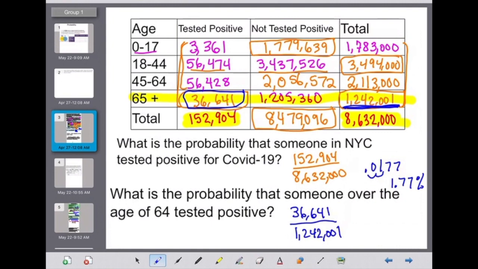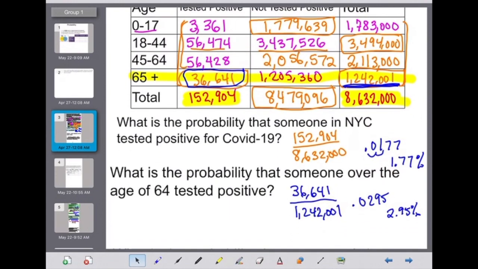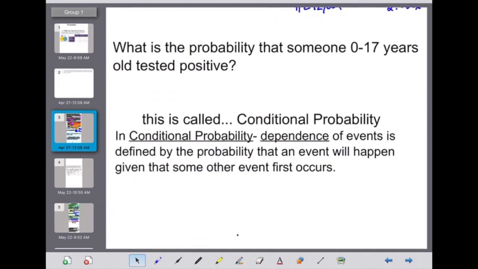Then 36,641 divided by 1,242,001. Now, when I divide it, I get 0.0295, which is approximately 2.95%, telling me that in that age group, there's a much higher probability that somebody's going to test positive than out of all the people in New York City. This is what's called conditional probability.